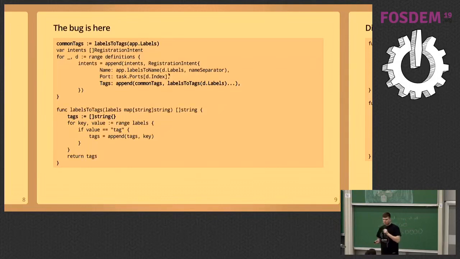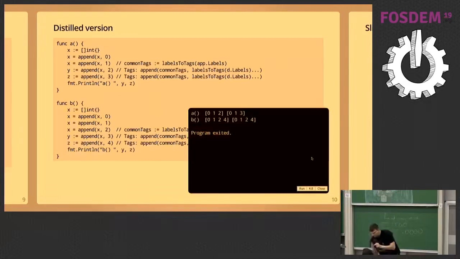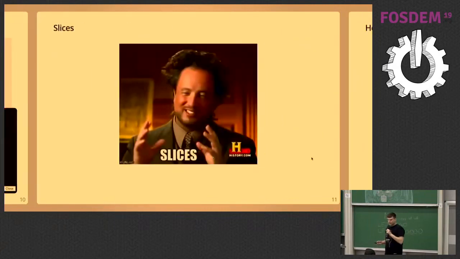I will unroll this for loop for you. So it looks like this. And you can guess what function A and function B print. Like, I wasn't expecting this at the time. So what happened? Yeah, slices.